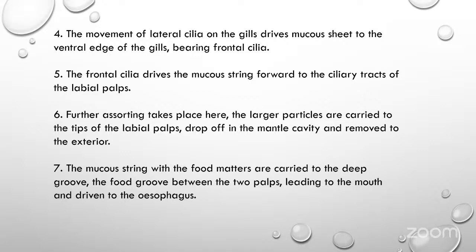The movement of the lateral cilia on the gills drives the mucus sheet to the ventral edge of the gills bearing frontal cilia. The frontal cilia drive the mucus string forward to the ciliary tracts of the labial palps. Further sorting takes place here. The larger particles are carried to the tips of the labial palps, drop off in the mantle cavity and are removed to the exterior. The mucus string with the food matter is carried to the deep groove, the food groove between the two palps, leading to the mouth, and driven to the esophagus.